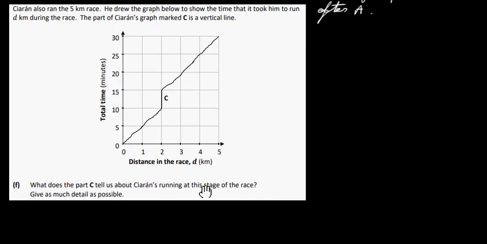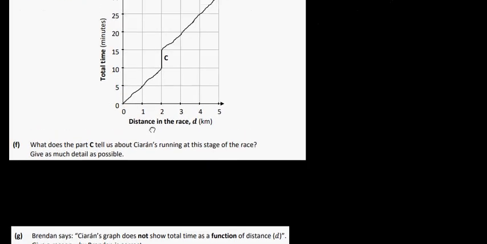Part F. Kieran also ran the 5-kilometer race. He drew the graph below to show the time that it took him to run d kilometers during the race. The part of Kieran's graph marked C is a vertical line. So this part here is a vertical line. Again, you have time along here and you have distance along the x-axis. What does the part C tell us about Kieran's running at this stage of the race? Give as much detail as possible.